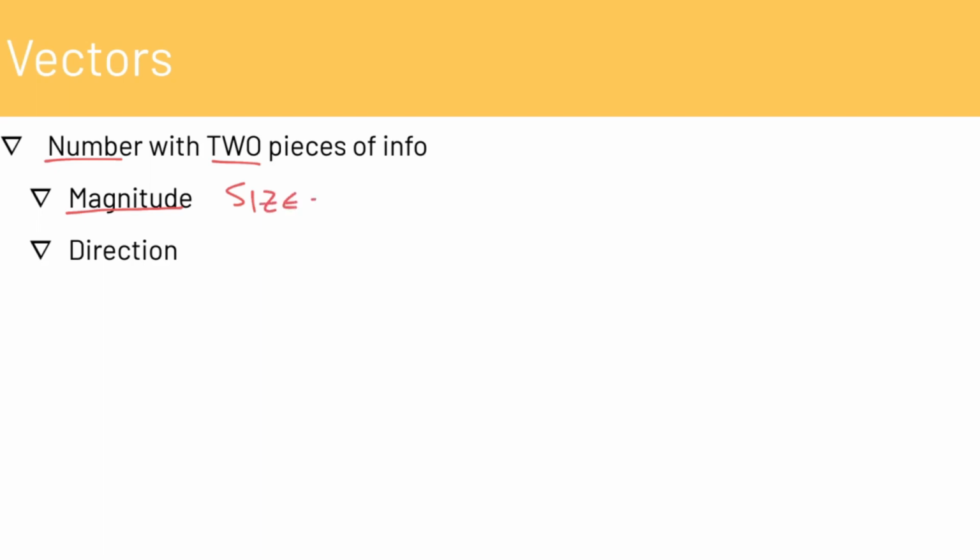And remember, we said that a scalar only has magnitude. So we can think of the magnitude of a vector as being the scalar part of the vector. And then the second part of a vector is the direction. So what direction is the thing moving in, or what direction is it pointing in? That is the second part of the vector.